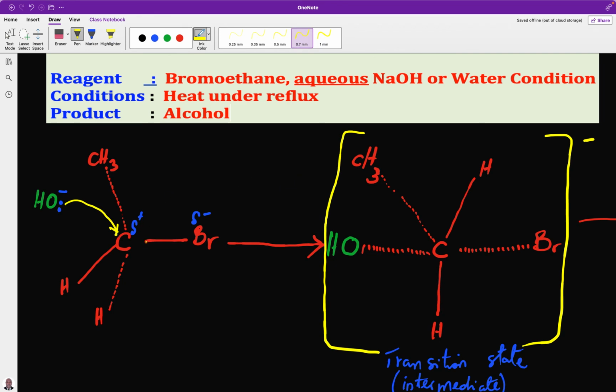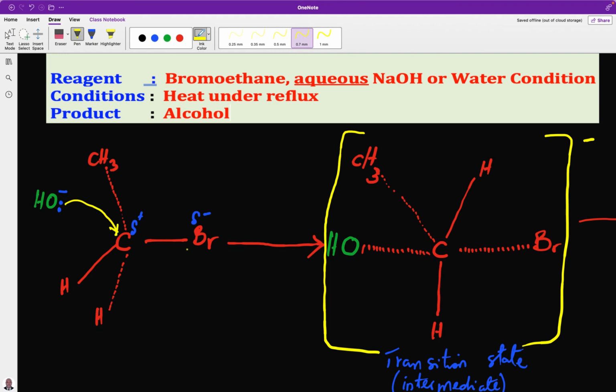Here, it is a one-step reaction. Why do I say it's a one-step reaction? The nucleophile is approaching from the opposite side of the halogen. Why? Because it is not crowded. As it is approaching from the opposite side, at the same time, there is bond formation.